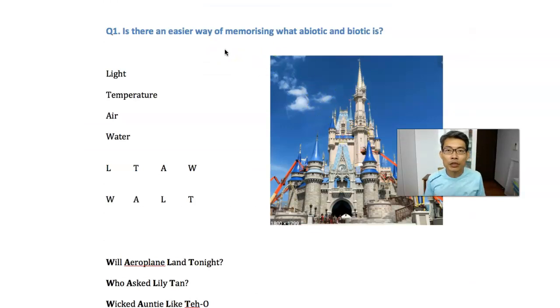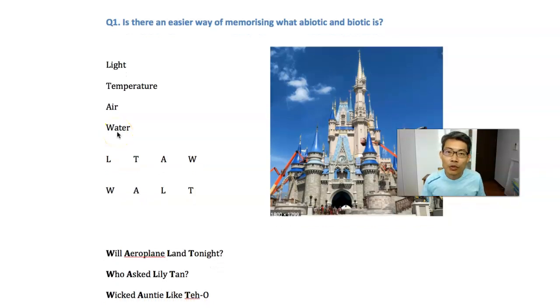I'm going to teach you something called a mnemonic, and I'll teach you how to memorize abiotic factors. When it comes to biotic factors, we will apply that at that time. If you refer to your interactions textbook, you'll notice that there are 4 abiotic factors: light, temperature, air, and water. Remember, the words abiotic and biotic do not appear in your textbook. I'm teaching you to group them in 2 separate groups. Abiotic factors are factors that are non-living.